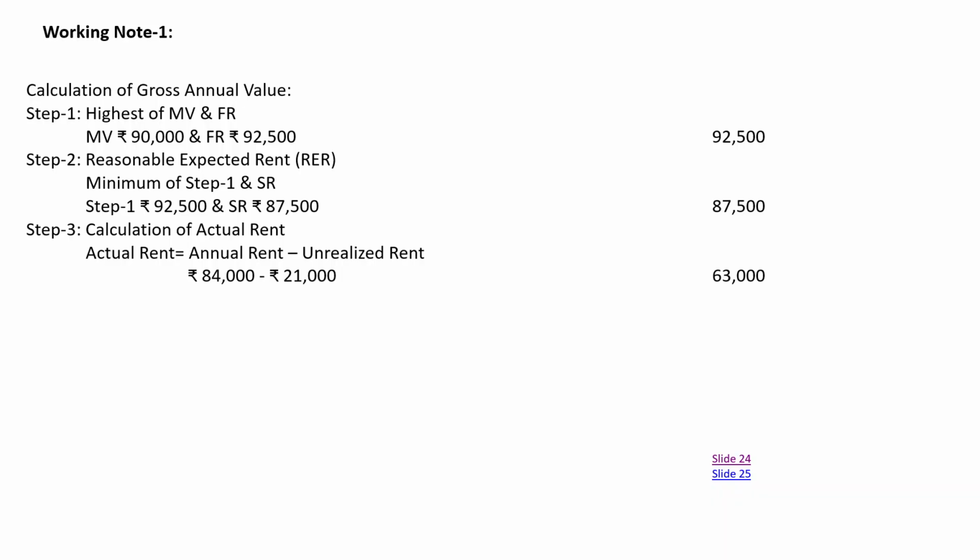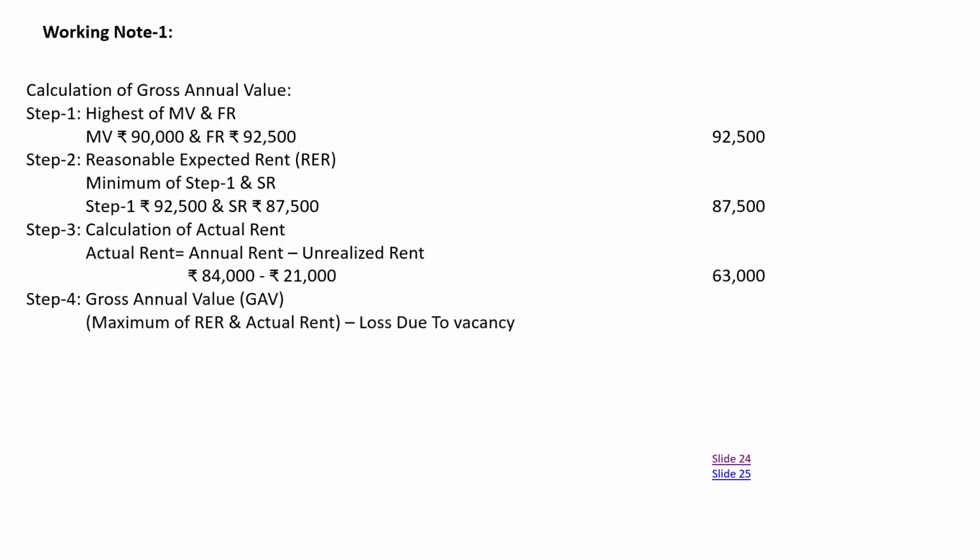Now we have the reasonable expected rent as well as the actual rent. From this we have to compute the gross annual value. How to calculate the gross annual value? Maximum of reasonable expected rent and actual rent, minus loss due to vacancy. The reasonable expected rent is 87,500 and the actual rent is 63,000. Which one is the highest from these two? Definitely it is 87,500. So from the 87,500 we have to subtract the loss due to vacancy.